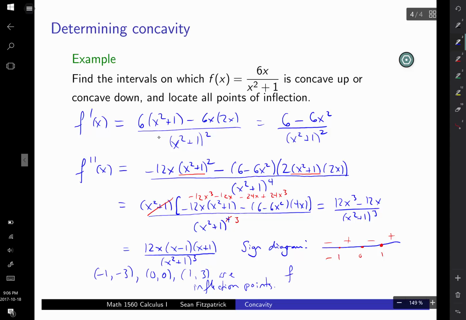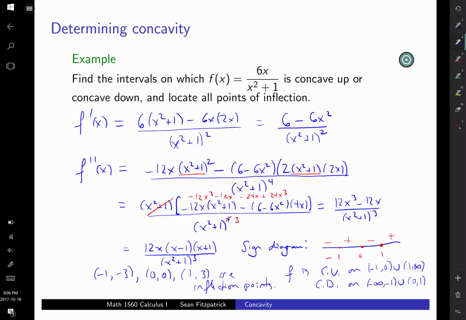And I see that my function is concave up. Let's just write CU because I'm short on space. Concave up on minus 1, 0, union 1 to infinity. And it's concave down on minus infinity to minus 1, union 0, 1. Okay. Now we've determined those intervals of concavity.